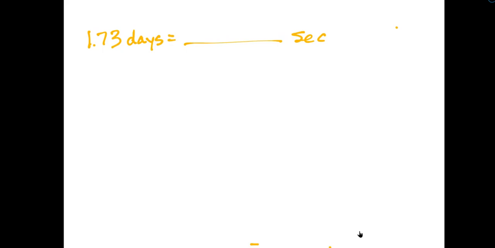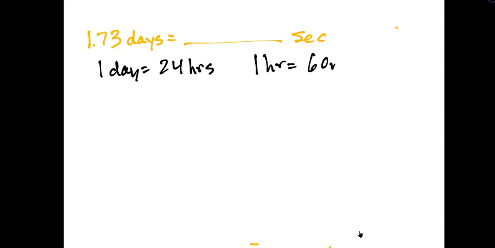But since you're learning, you look at a couple of things. 1 day, 24 hours. 1 hour, 60 minutes. 1 minute, 60 seconds. This will be an easy one though because you're just multiplying.